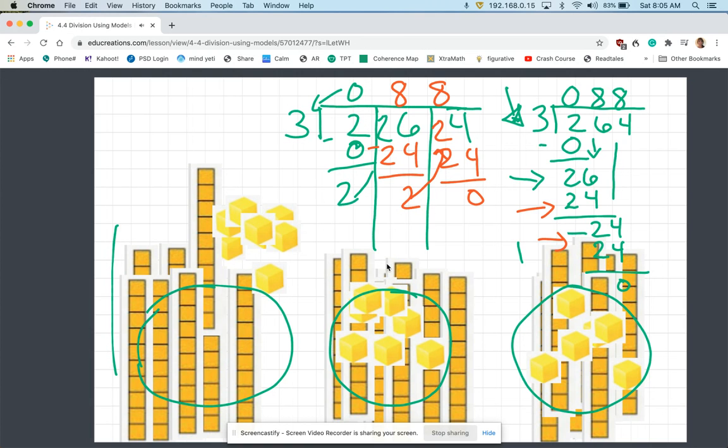Box method is the same as the standard algorithm. It's just organizing it in a different way. So you pick the way that you organize it best.